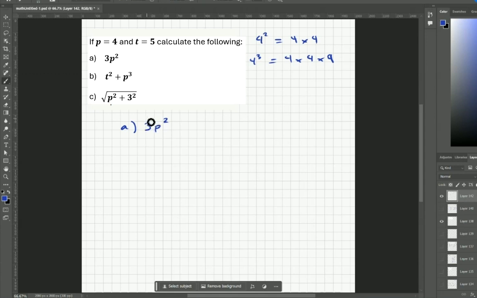And if we have a coefficient out the front of a polynomial, it means multiplication. So this is actually 3 multiplied by p squared, and we're told p is equal to 4. So we have 3 times 4 squared. 4 times 4, well that's just 16. So the answer is 3 times 16, which is equal to 30 plus 18, or 48.